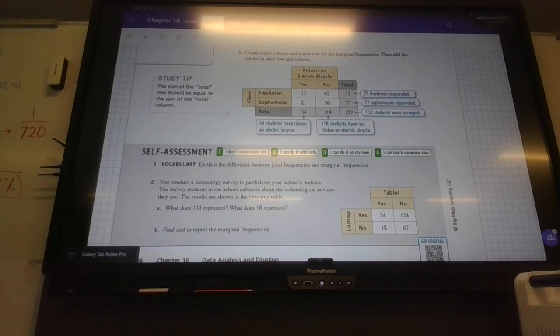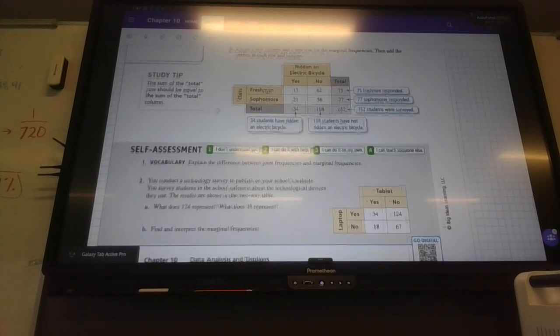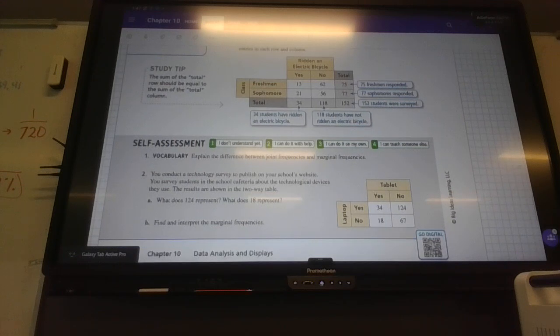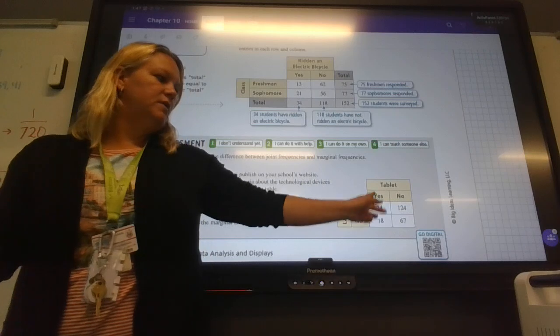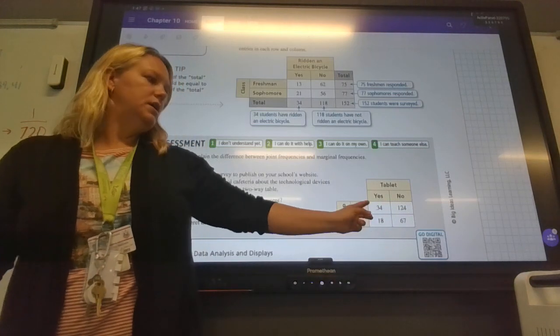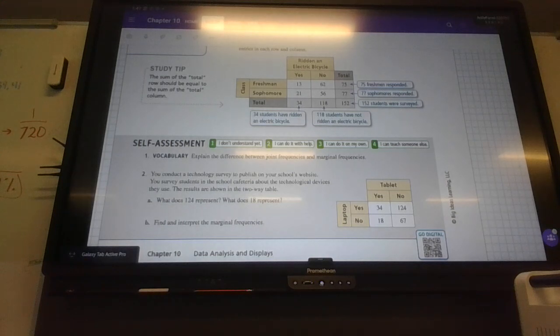No, it says find and interpret. Interpret means explain with words. The marginal frequency. What did you write down for what marginal frequency means? It's the sum. So you have to add all of these together. You add the columns together and you add the rows together, and then you explain what that sum is.